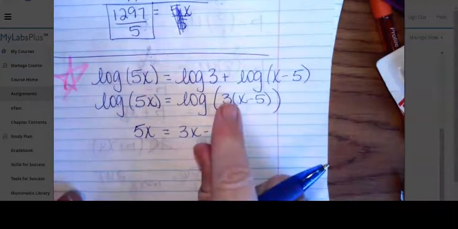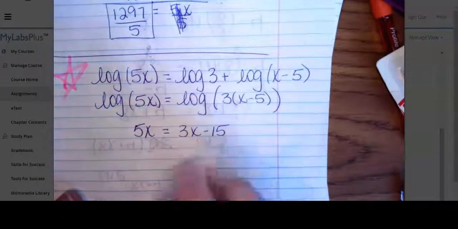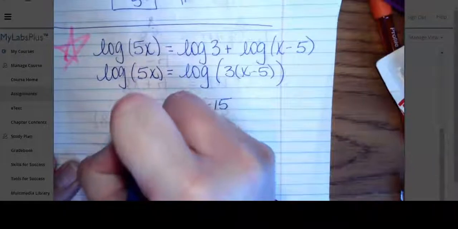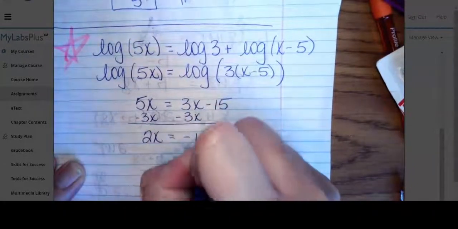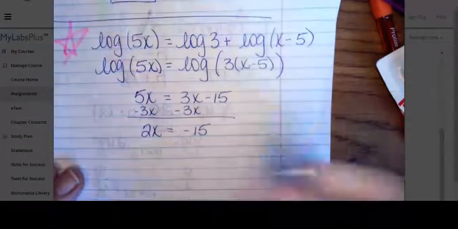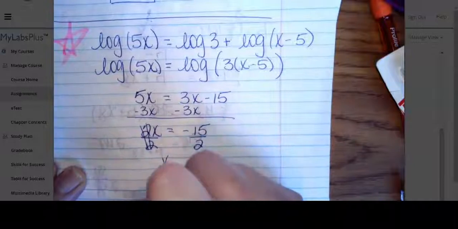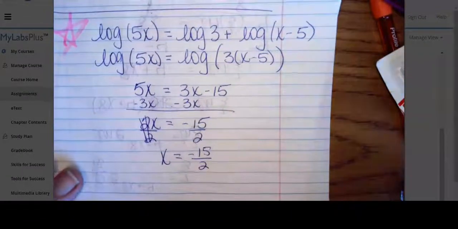Okay, so I went ahead and distributed that 3. So 3 times x is 3x minus 15. And now I'm going to solve for x. Okay, so I'm going to move my smaller x's. So I get 2 x's is negative 15. Okay, divide both sides by 2. So I get x equals negative 15 halves, which is the same thing as negative 7.5.